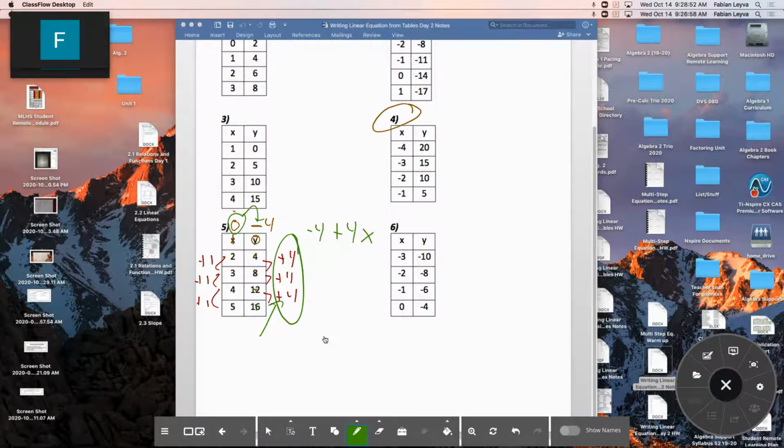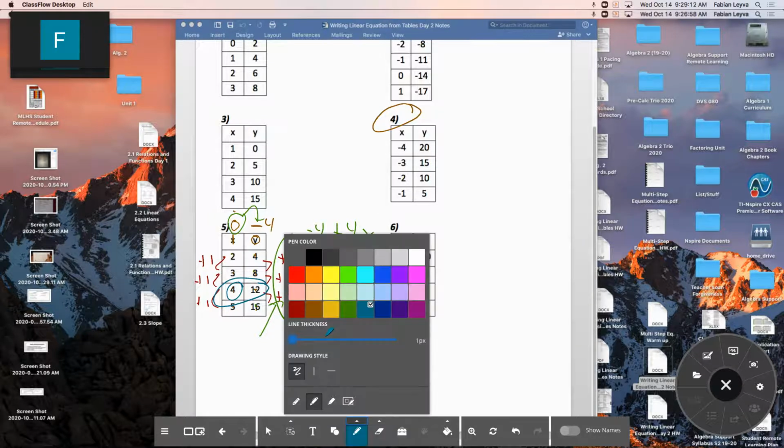Now let's check our solution here. I'm going to check to see if 4 works. So I'm going to plug in a 4 to see if I get a 12 out. So negative 4 plus 4 times 4. Again, I'm plugging in a 4 to see if I get out a 12. I'm doing the math. 4 times 4 is 16. And then negative 4 plus 16 is a positive 12. So it checks out. Awesome.